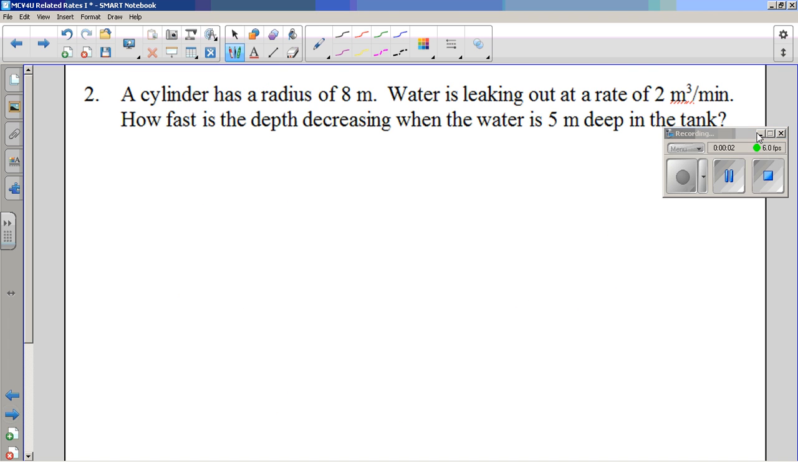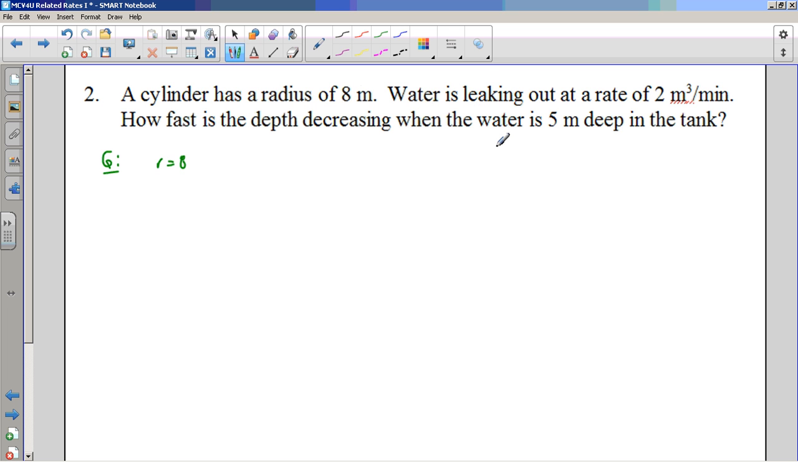All right, on to part two. Similar example. A cylinder has a radius of 8 meters. That's a given. Water is leaking out at a rate of 2 meters cubed per minute. That's a given. Leaking out.